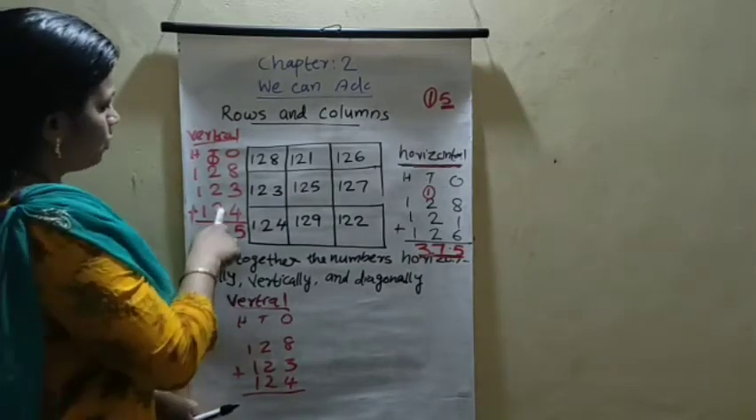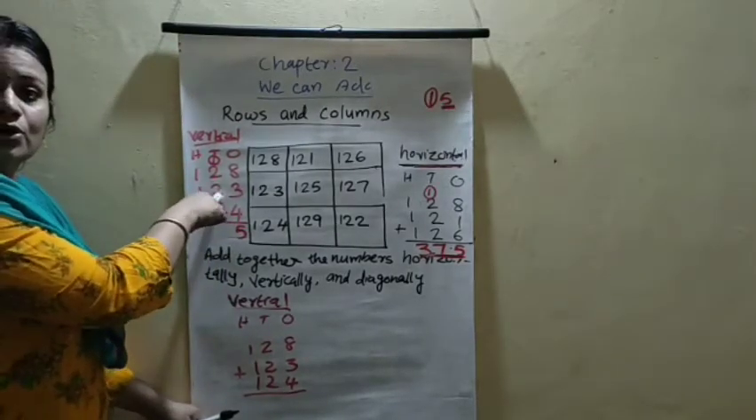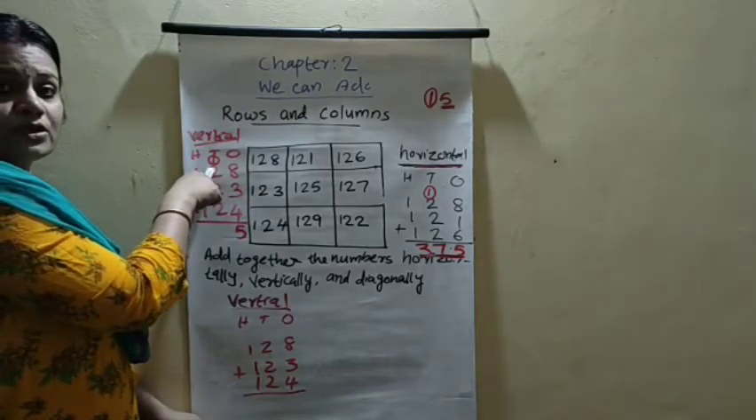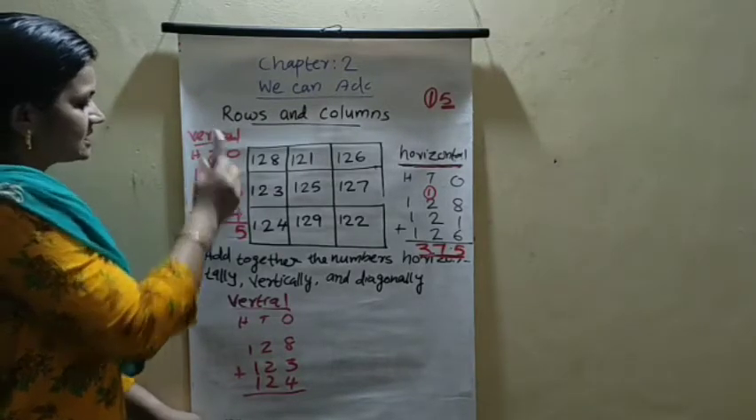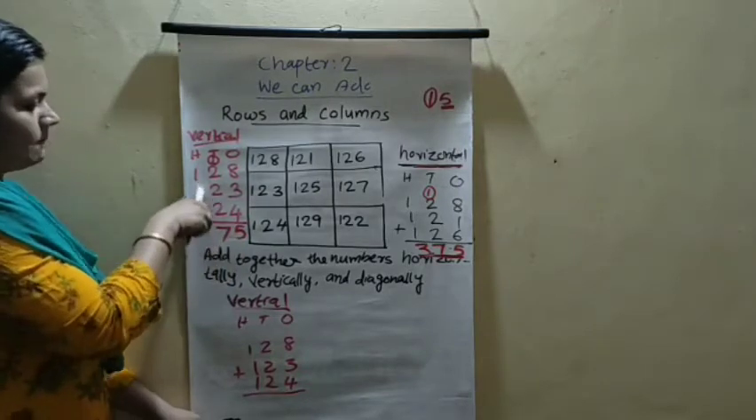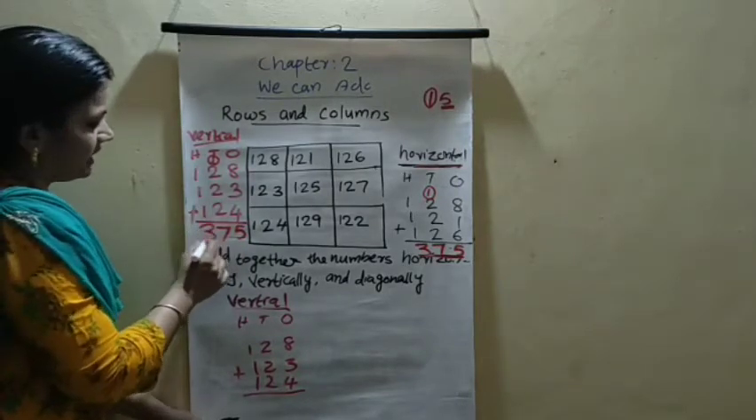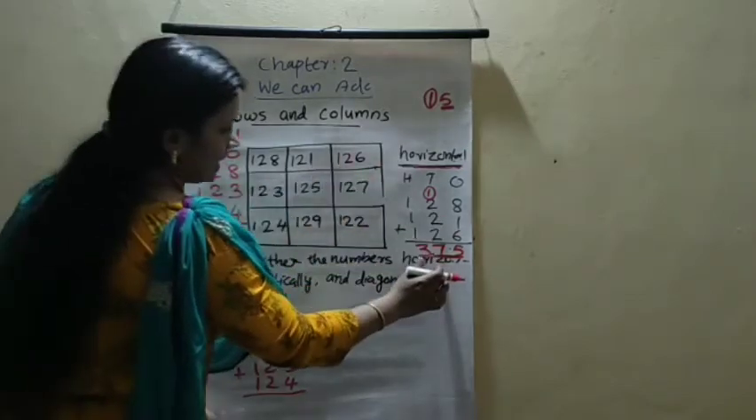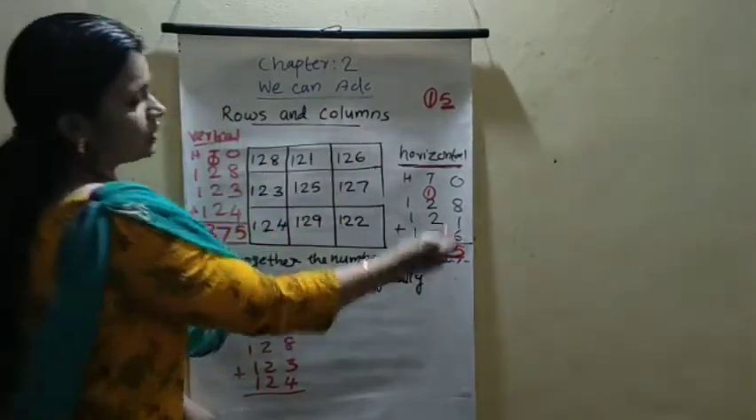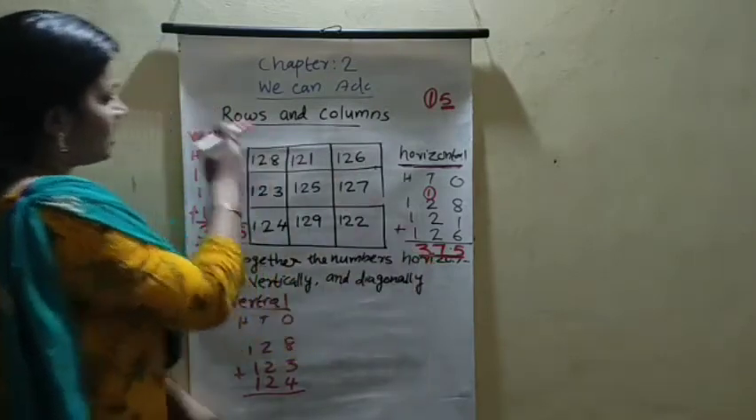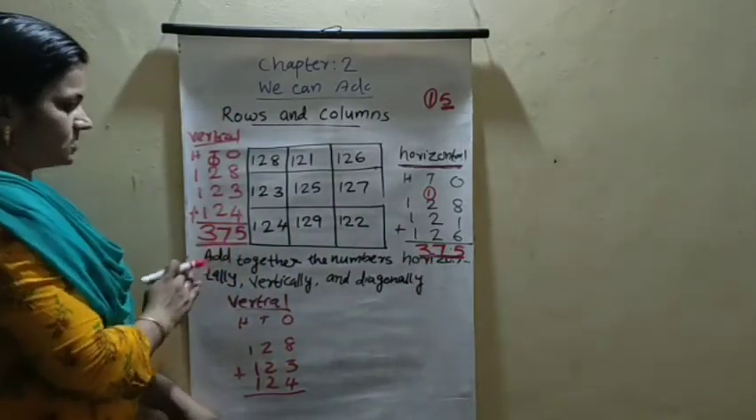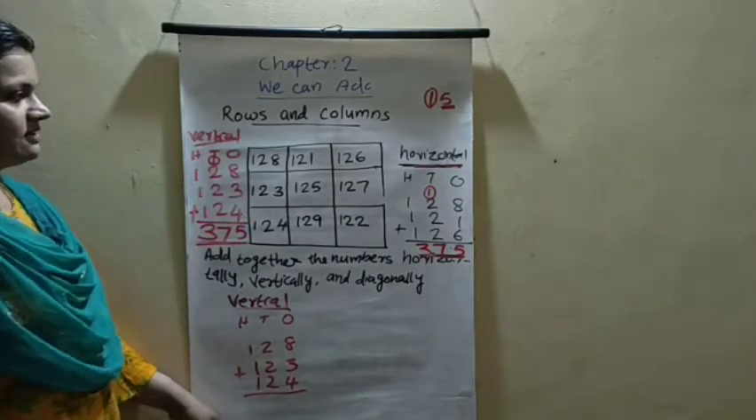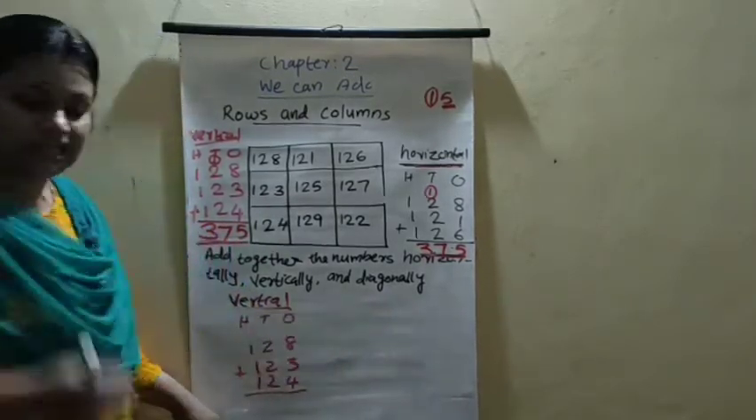Understood? Then 2 plus 2, 4. 4 plus 2, 6. 6 plus 1, 7. 1 plus 1 plus 1, what? 3. Again we got what? Vertically added, we got 375. Horizontally added, we got 375. Vertically add these numbers together, we also got 375.